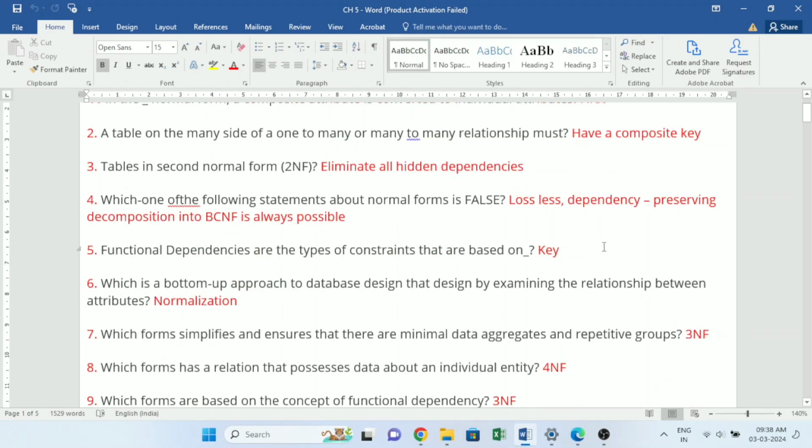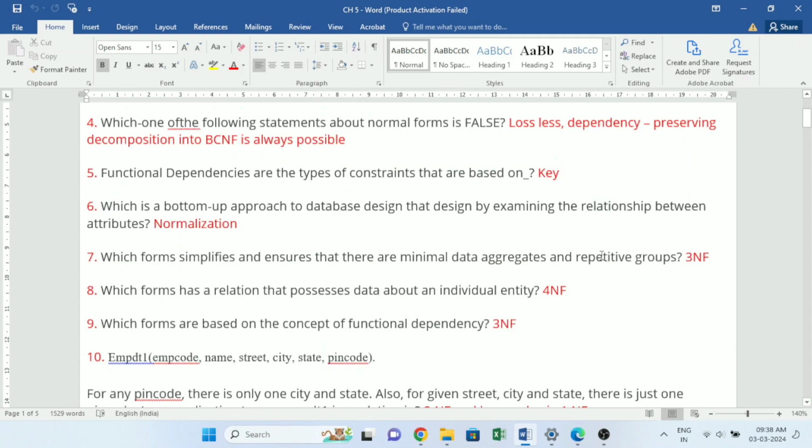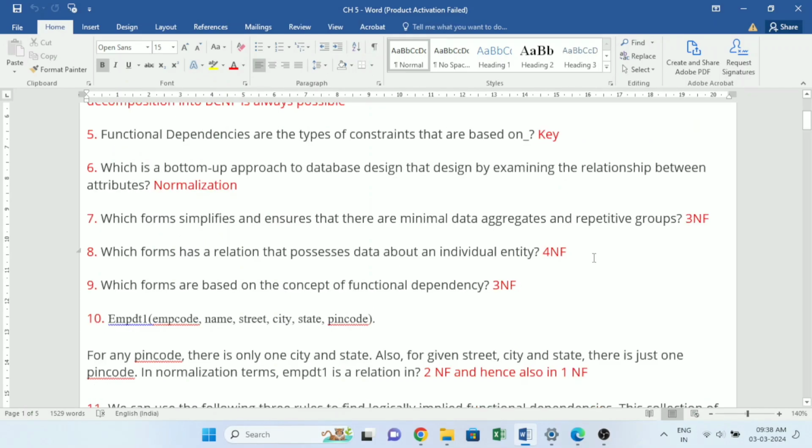4. Which one of the following statements about normal forms is false? Lossless, dependency-preserving decomposition into BCNF is always possible. 5. Functional dependencies are the types of constraints that are based on key. 6. Which is a bottom-up approach to database design that is designed by examining the relationship between attributes? Normalization. 7. Which form simplifies and ensures that there are minimal data aggregates and repetitive groups?